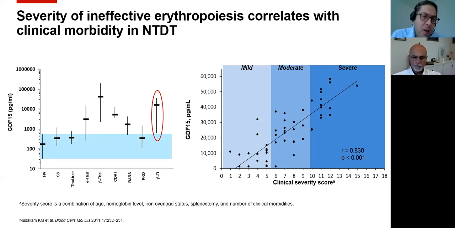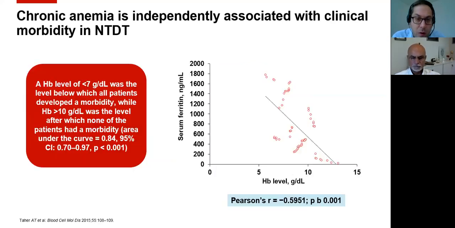And first, we found that the levels that we found in beta TI and in thalassemia intermedia patients were higher than healthy volunteers. And we also were able to correlate the level of GDF15 in the circulation and the clinical severity of disease, as we measured it through mostly the multiplicity of complications. So the higher the levels of GDF15, the more complications the patient had, and you can see how strong the correlation was in this graph on the right.